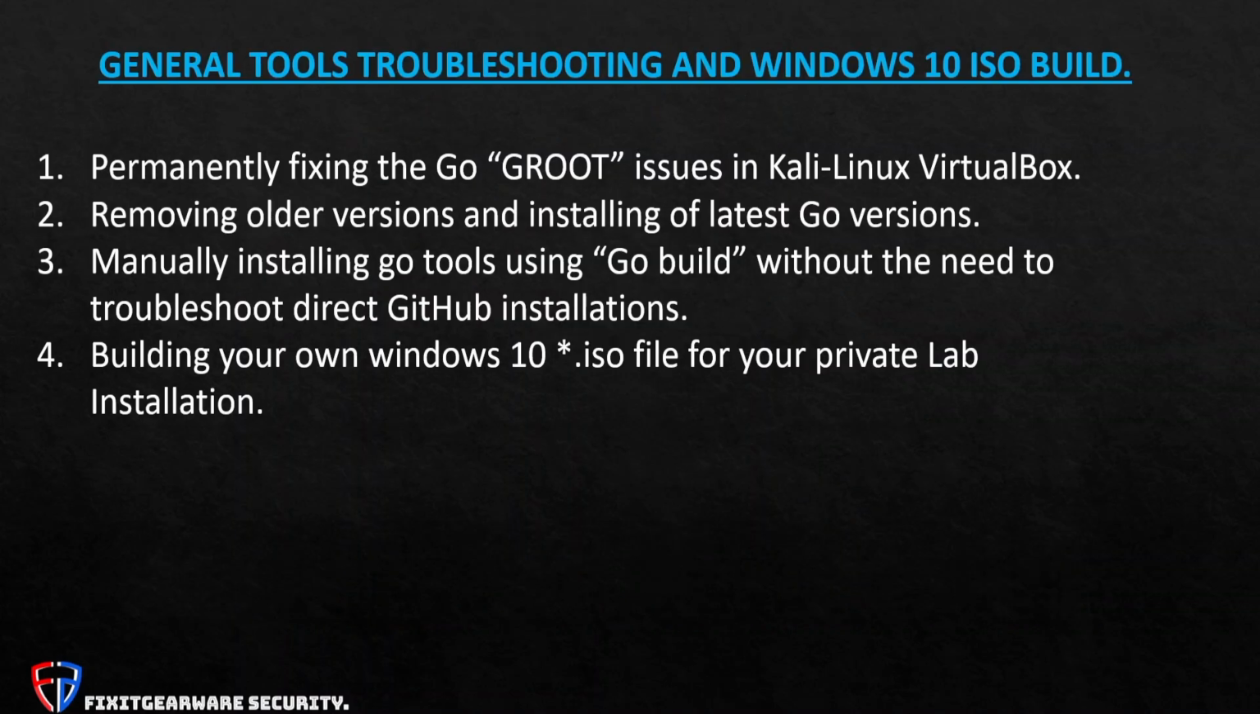On this week's episode of Tuesday Friday with FIXITGEARWARE-SECURITY, it's going to be general tools, troubleshooting, and a Windows 10 ISO build. We decided to do this to resolve a few issues that have to do with installation with Go, and how you can also generate your own ISO file to install your own Windows operating system. Especially when it comes to building your own labs, you don't want to go out there and download already built ISO files from untrusted resources.